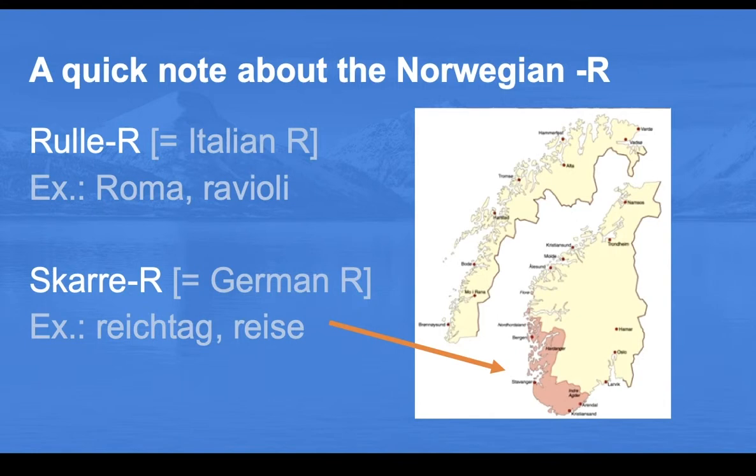Example, Reichstag, Reise. I myself use skarre R when I'm speaking Norwegian, but I'm part of the minority, as you can see on the map in the red. It's on the west part of Norway and a little bit to the south. We have in the red area the places in Norway where they use the skarre R, and the rest in yellow you can see they use the rulle R.